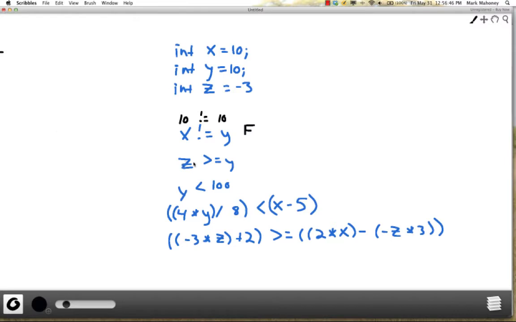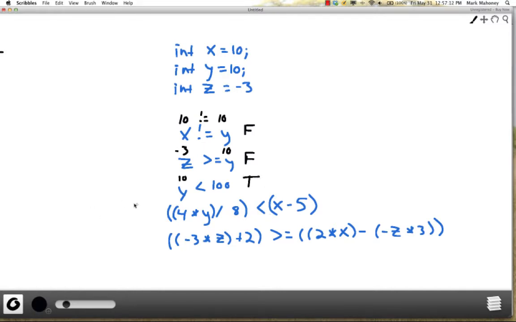Okay. So now when we ask, is z greater than or equal to y? Well, let's plug in the values for z and y. We have -3, and y is the value 10. So is -3 greater than or equal to 10? Well, no, that's false. Is y less than 100? Let's see. y has the value 10. Is 10 less than 100? That's true.